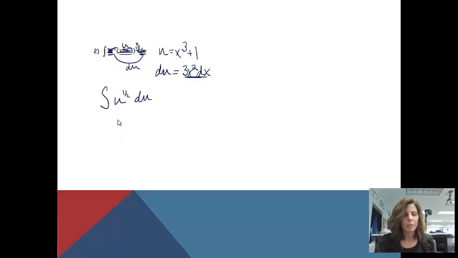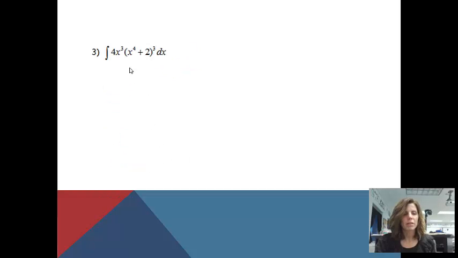Now from here, all I need to do is take the integral. I will increase my power by 1, so I'll get u to the 3/2, and then we do the reciprocal out front. And then from here, all I need to do is replace my u. So I'll have 2/3 (x cubed plus 1) to the 3/2 plus c. And we are done with that problem. Okay, let's try another one.